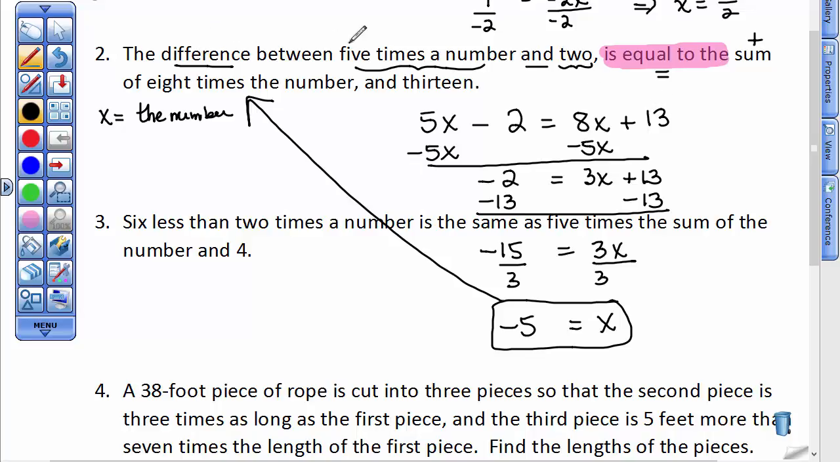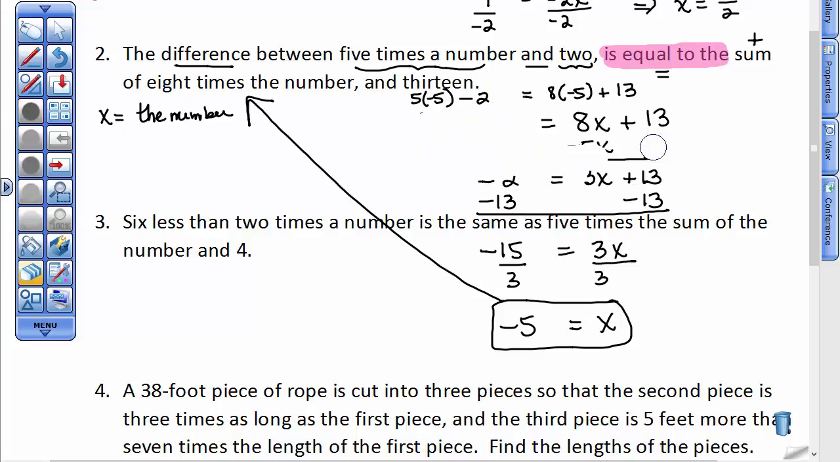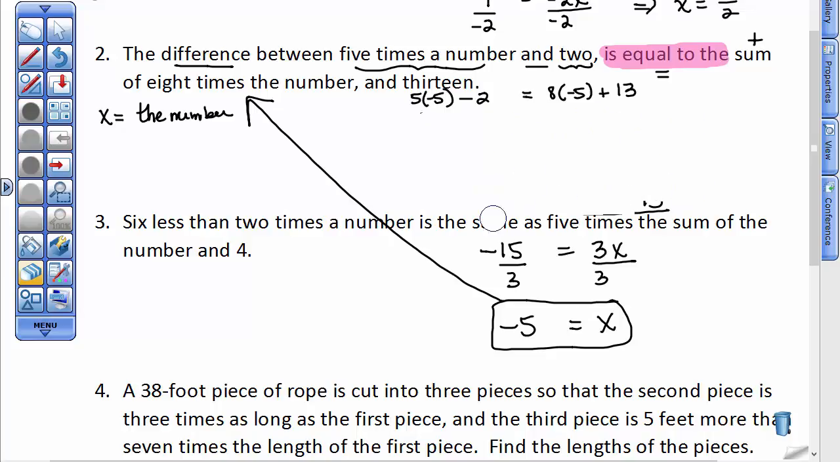Again, it did say the difference between 5 times a number, our number was a negative 5, and 2 is equal to 8 times that number and the sum of that with 13. So if you check this, negative 25 minus 2, this is getting extremely messy. I think I'll go ahead and erase. So I'm doing the check right now, and I'm going to go ahead and erase all of this for the sake of the next problem.